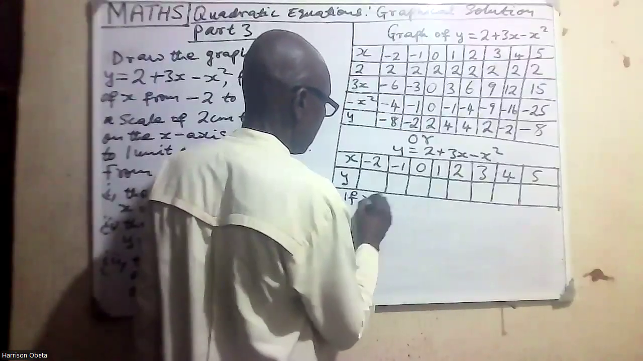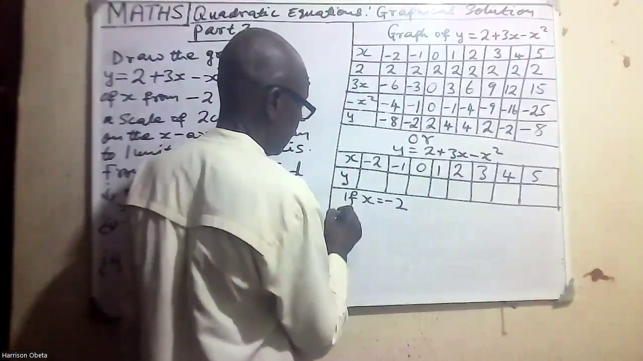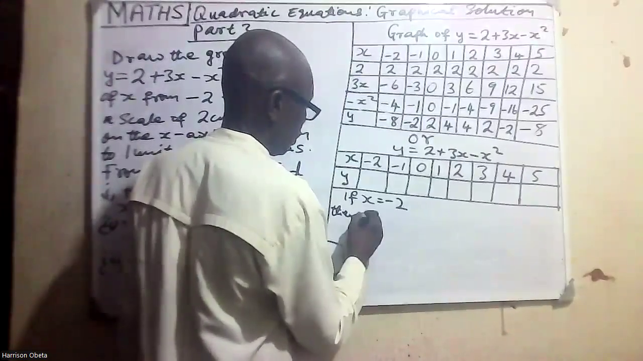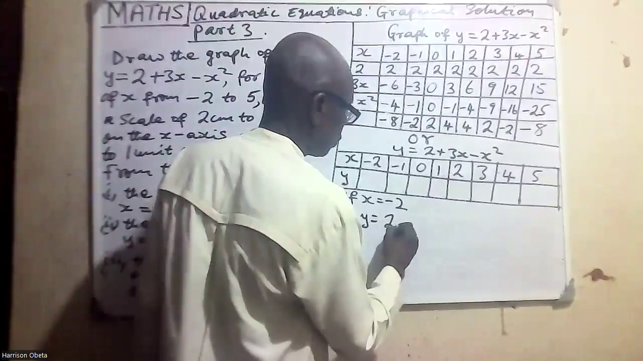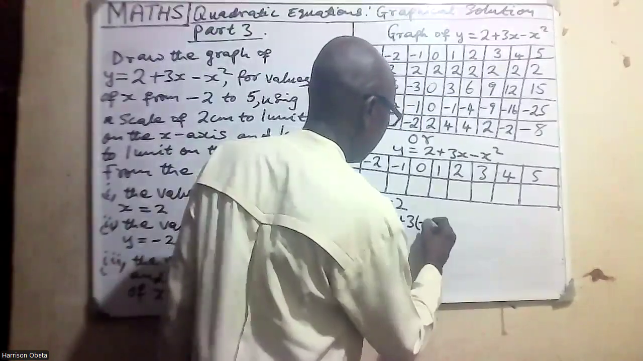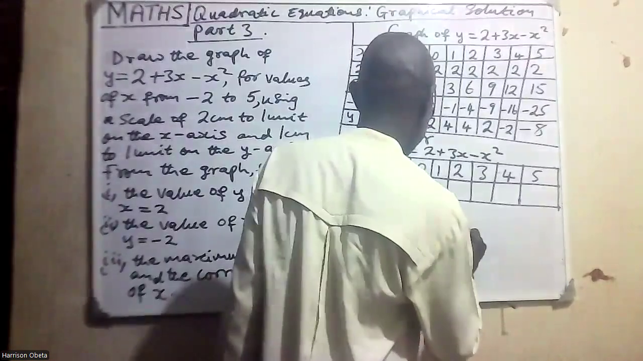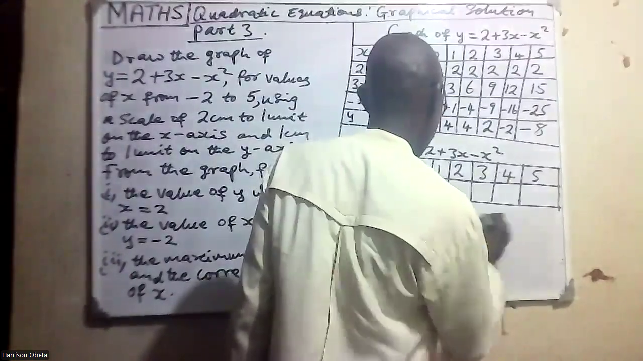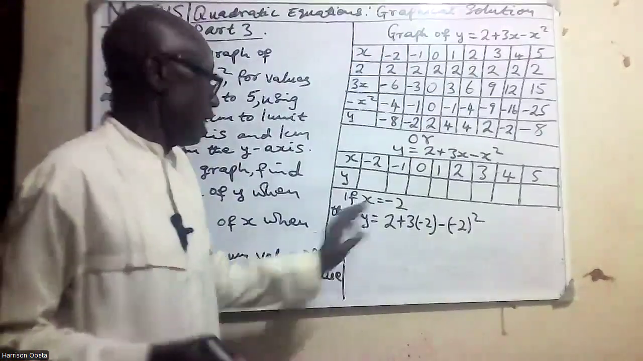if x equal to minus 2, then y should equal to, we bring in this, 2 plus 3 bracket minus 2 minus bracket minus 2 squared. So you have to work each like this.